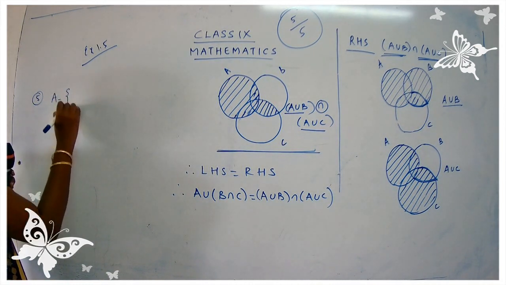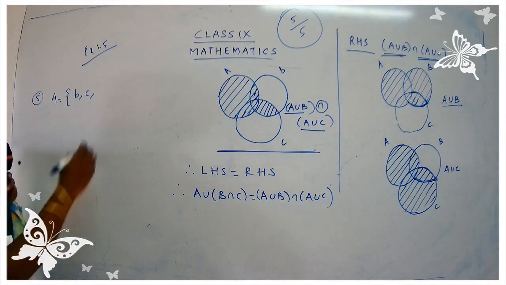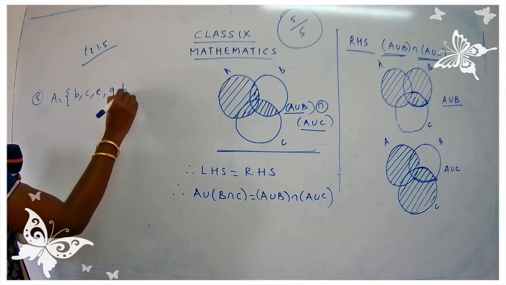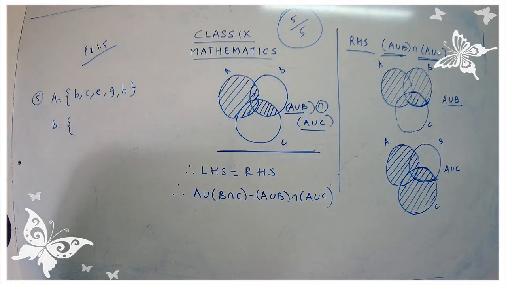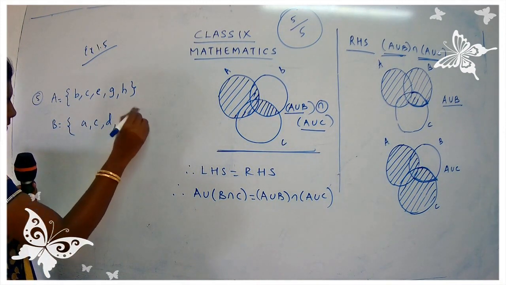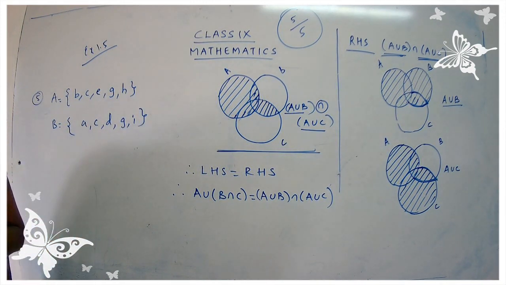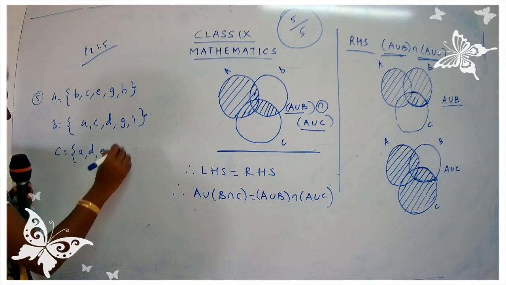A is equal to B, C, E, G, H. B is equal to A, C, D, G, I. And C they have given, C is A, D, E, G, H.